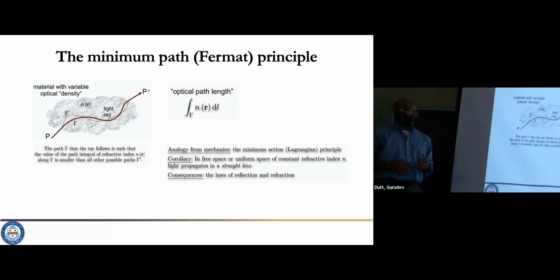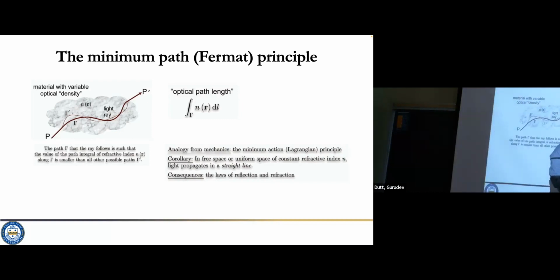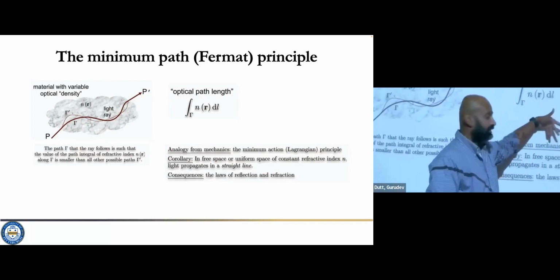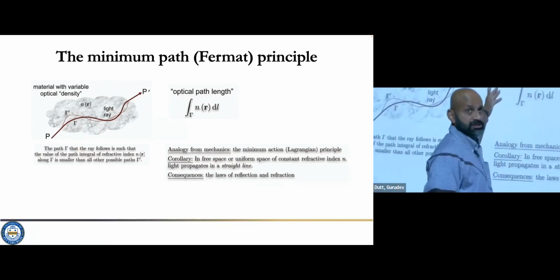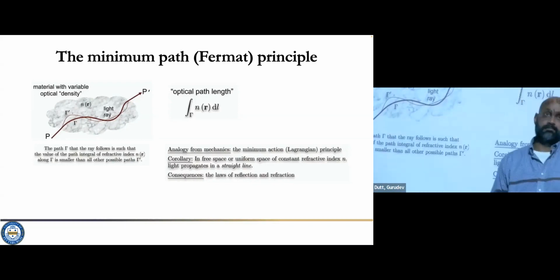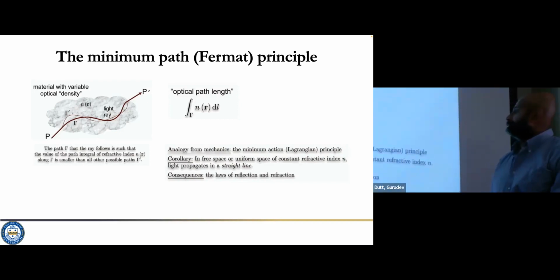You might also see this principle formulated as a least time principle. Why is that? Because, of course, n, which is the refractive index, is written as c divided by v, right? The velocity in the medium. So if I take out the c, which is just a constant, I get dl divided by v, the velocity, so that's a time. So sometimes you'll hear this referred to as Fermat's principle of least time.